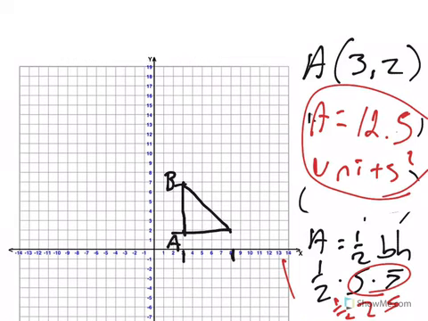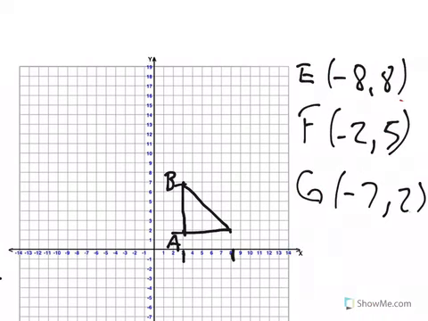We do have to say units squared. We say units because it doesn't specify, like, are these supposed to be inches, feet, miles? We don't know, right? But what we do know is that this is 12.5 units squared. Now, I'm going to give you 3 different coordinates, and we're going to see if we can graph those and notice what the difference is.